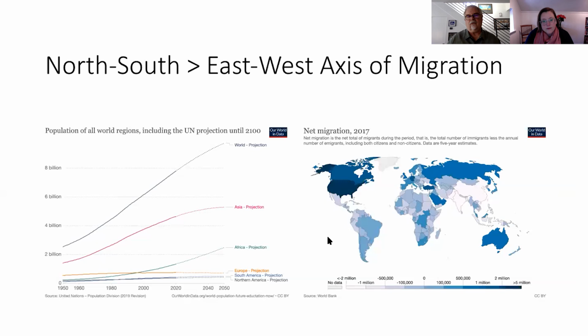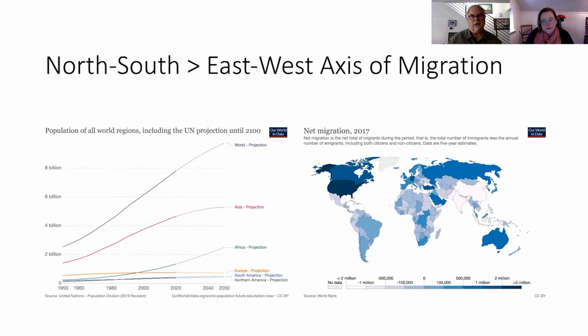But what we see on the right is net migration, the number of immigrants relative to the number of emigrants. And you can see the movement here is from south to north. Traditionally, the axis of migration was east to west, but increasingly in the late 20th century, it's a north-south migration.